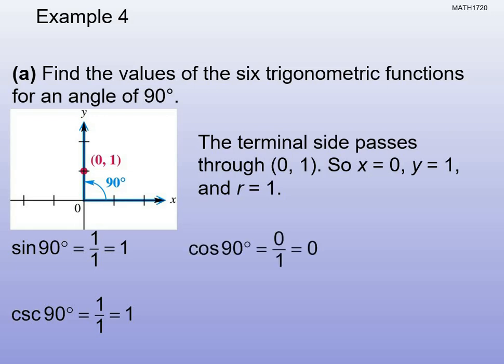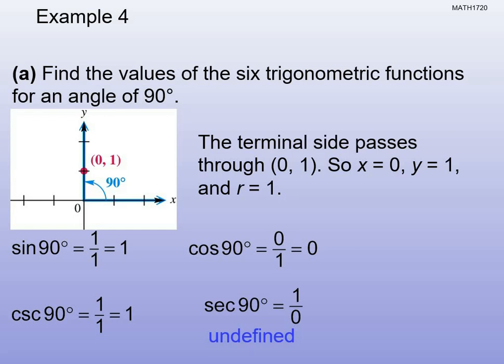Let's look at cosine of 90. Cosine of 90 is what? The horizontal component divided by the magnitude. Well, the horizontal component, the x component, is 0. So we have 0 divided by r. 0 divided by 1 is 0. So cosine of 90 degrees is 0. Here's what happens though. When we do secant and we flip that, we can't do 1 divided by 0. So secant here is undefined.